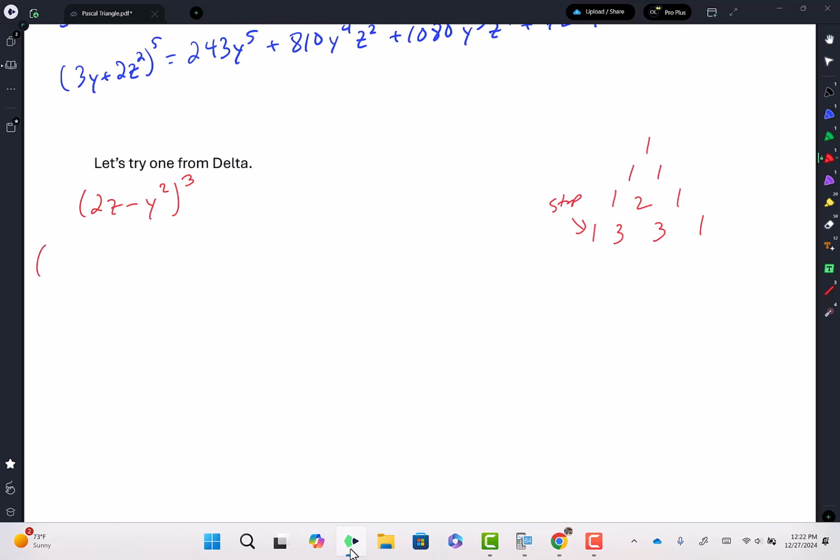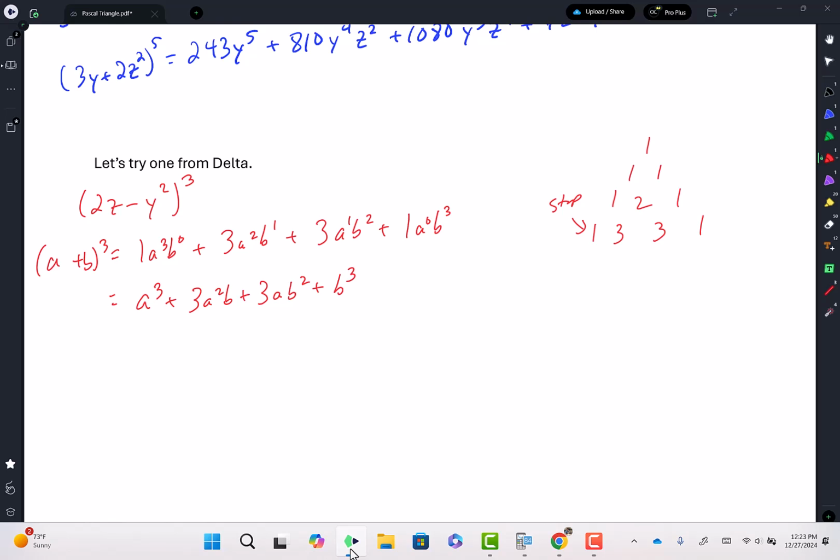So if (a plus b) raised to the third, it would have been 1a cubed b to the 0 plus 3a squared b to the 1 plus 3ab squared plus 1 a to the 0 b cubed. And make sure that everything adds up to 3. The exponents: 3 plus 0, 2 plus 1, 1 plus 2, 0 plus 3. Yep. So this would have been a cubed plus 3a squared b plus 3ab squared plus b cubed.